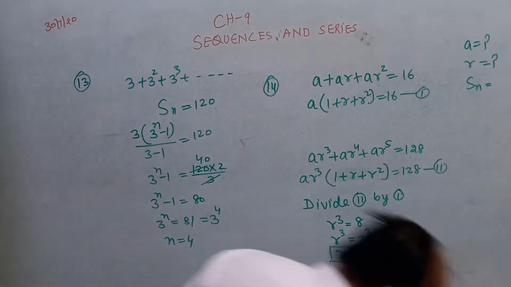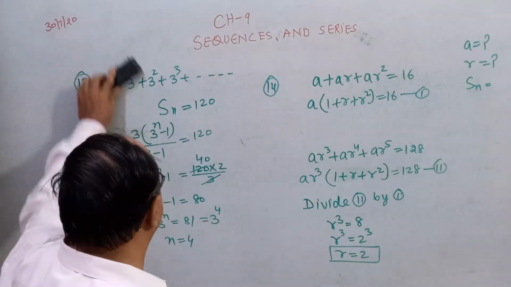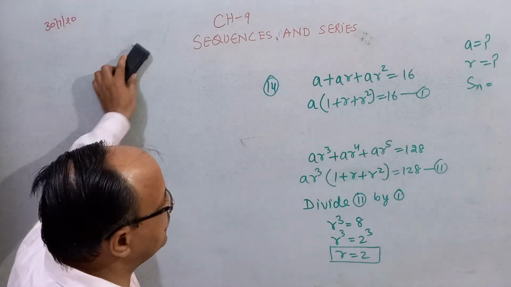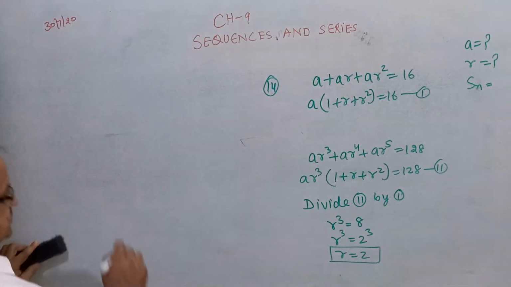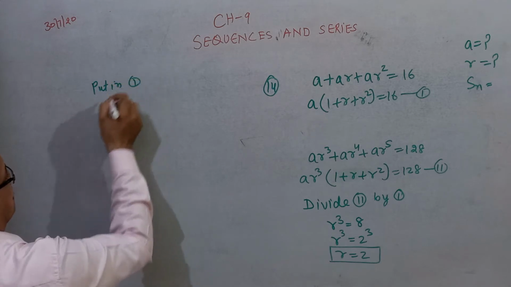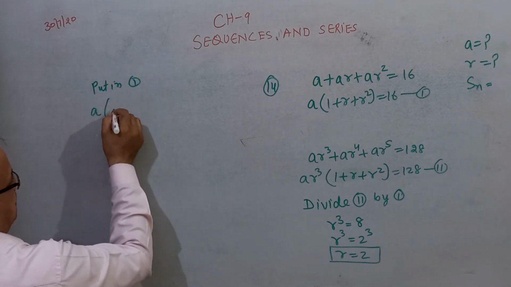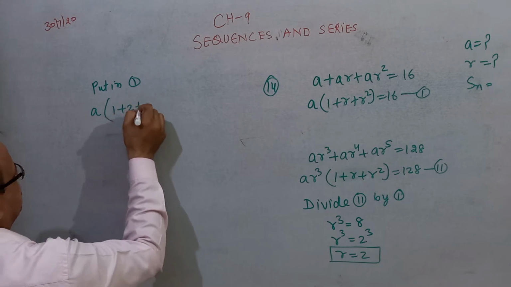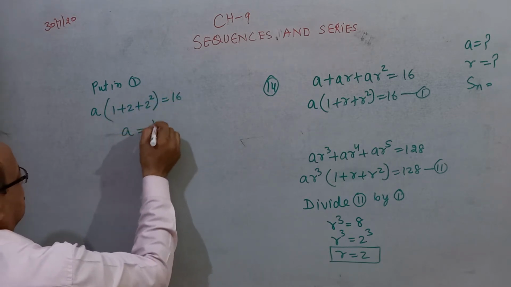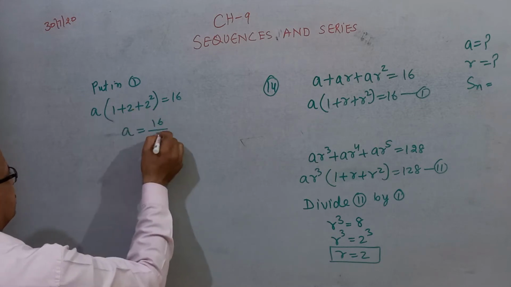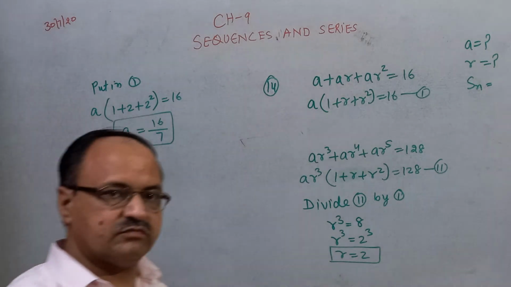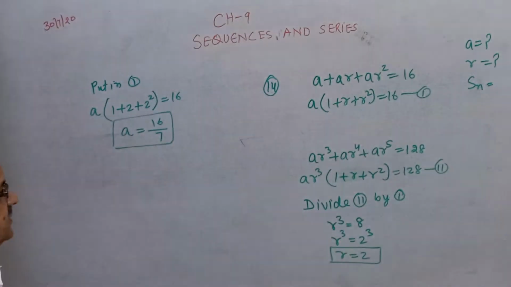Now, can you find the value of A? Put the value of R in equation number first. That is A into 1 plus 2 plus 2 square is equal to 16. That is A equal to 16 by 7. This is the first term.